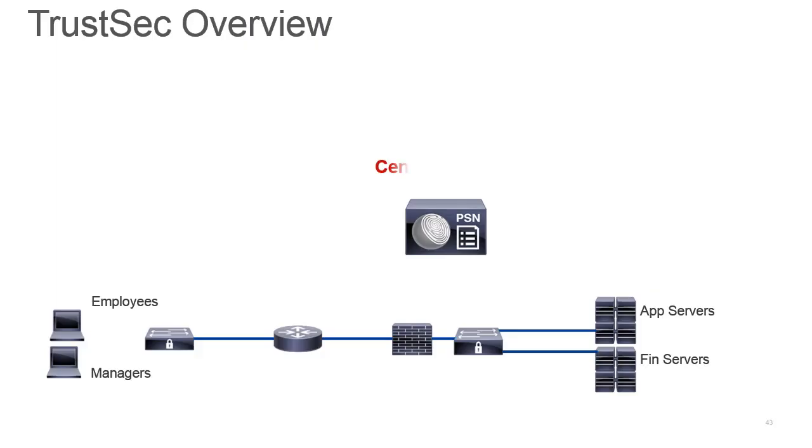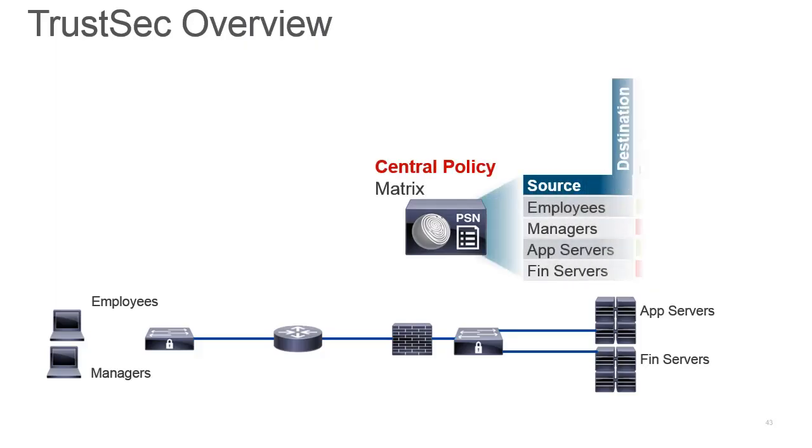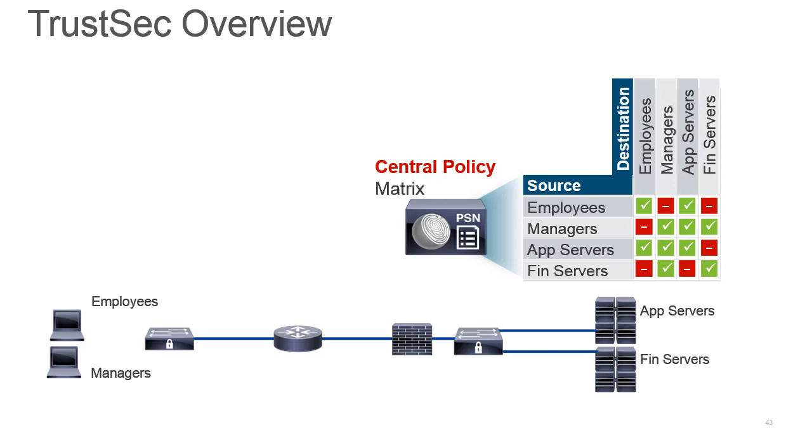TrustSec is a next-generation access control method that can greatly enhance the performance, scalability, and manageability of your network. TrustSec implements a central policy implemented as a matrix comprised of three main functions: classification, propagation, and enforcement.